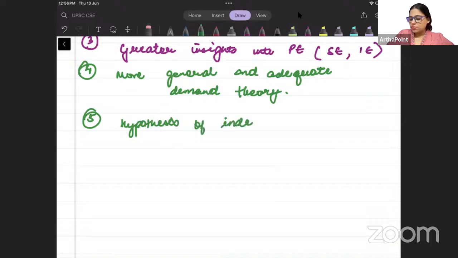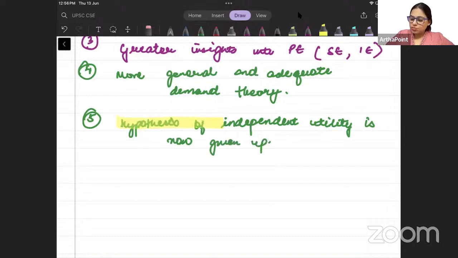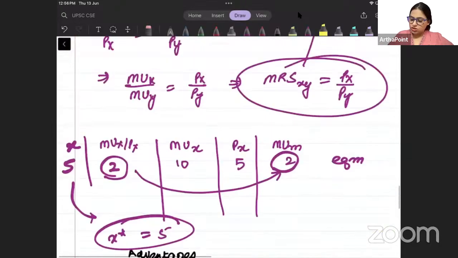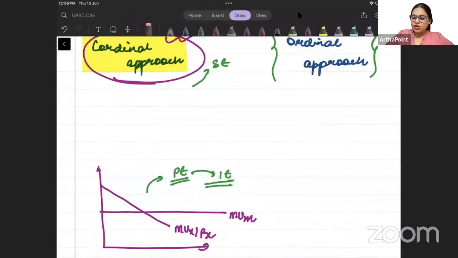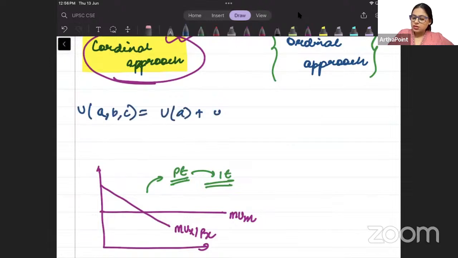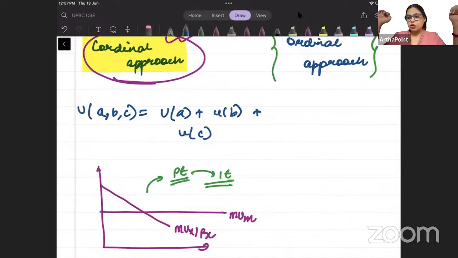Fifth, the hypothesis of independent utility is now given up. If you remember, we had given a hypothesis of independent utility here. Under the cardinal approach, we had taken this hypothesis that utility from A, B, C will be utility from A plus B plus C. And then we had written this in the disadvantages also, that this is an incorrect thing to do.